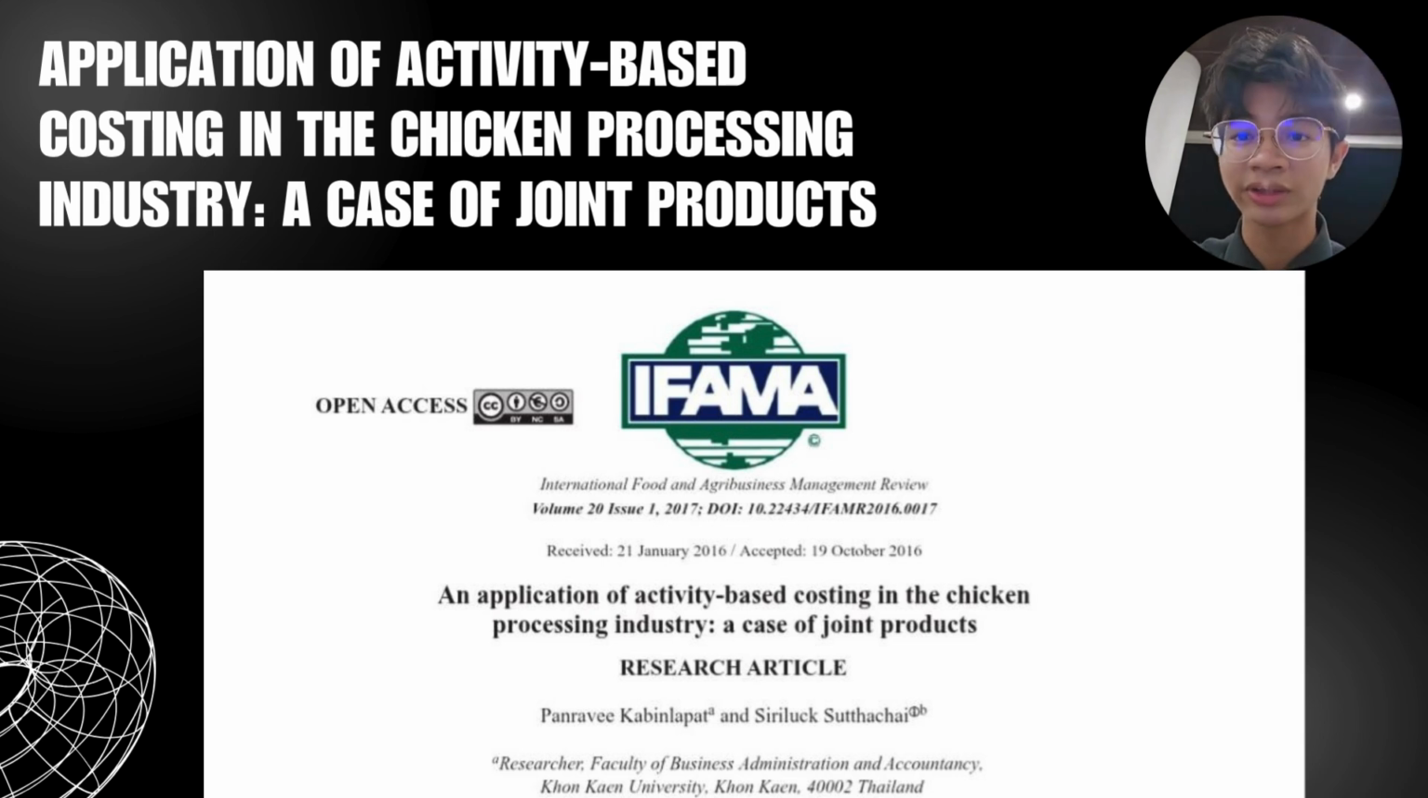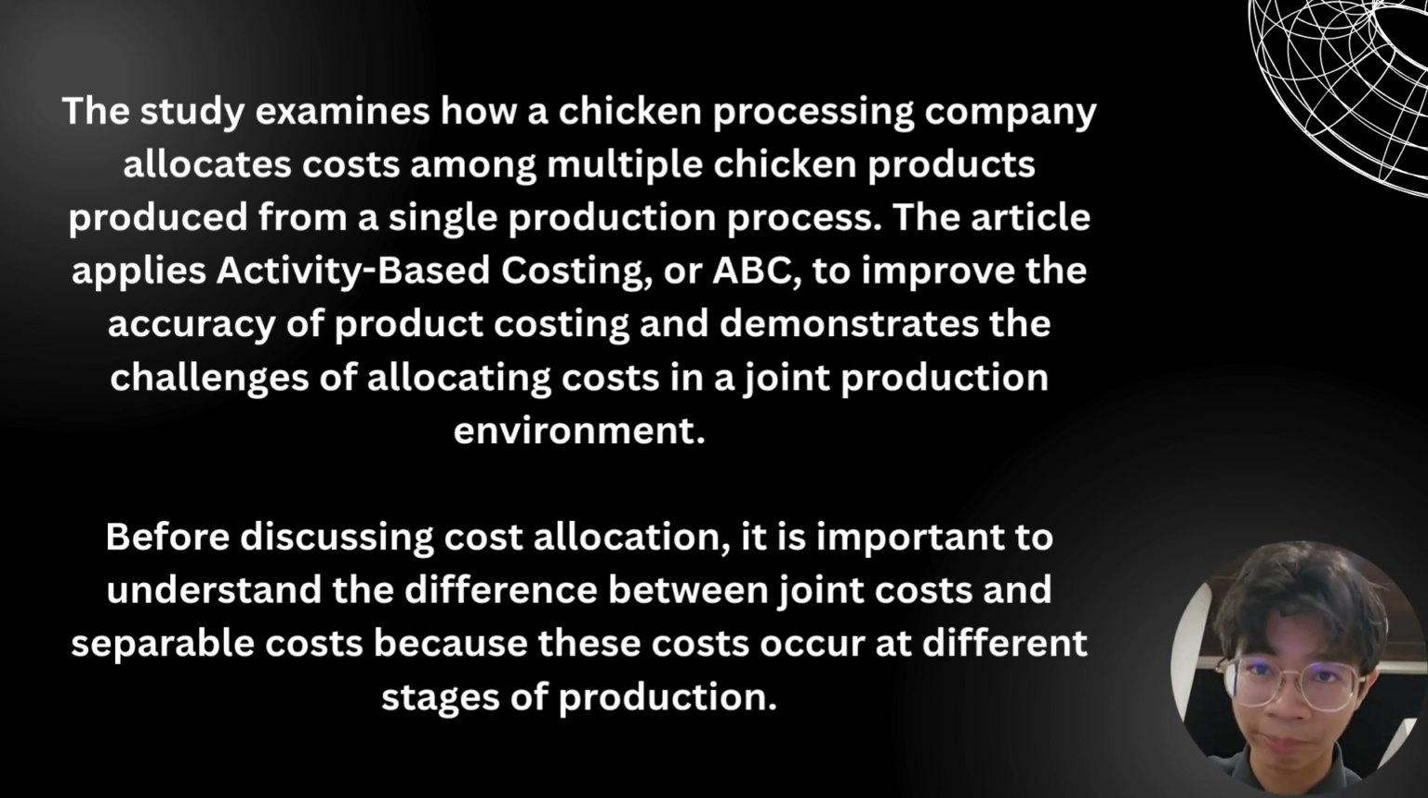This presentation is based on the journal article I found, which is titled "An Application of Activity-Based Costing in the Chicken Processing Industry: A Case of Joint Products." This article was published by the International Food and Agribusiness Management Review in January 2017 by Penravi Kabinlapat and Siriluk Sutchahai. The study examines how a chicken processing company allocates costs among multiple chicken products produced from a single production process. The article applies activity-based costing, or ABC, to improve the accuracy of product costing and demonstrates the challenge of allocating costs in a joint production environment.